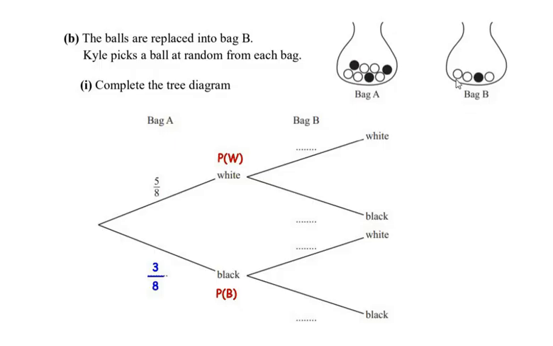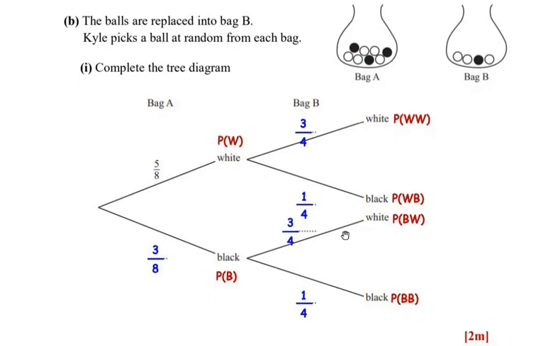Now next we have to look at the bag B. So the total number of balls over here are 4. And out of that, there are 3 balls which are white. So 3 out of 4 belongs to the white balls in bag B. And there is 1 black ball out of the total 4 balls. So the probability of getting a black in bag B is going to be 1 over 4. So here we have written 3 out of 4, 1 out of 4. Now the same thing repeats for the second branch. So in the bag B, we have 3 out of 4 white balls and 1 out of 4 black ball.